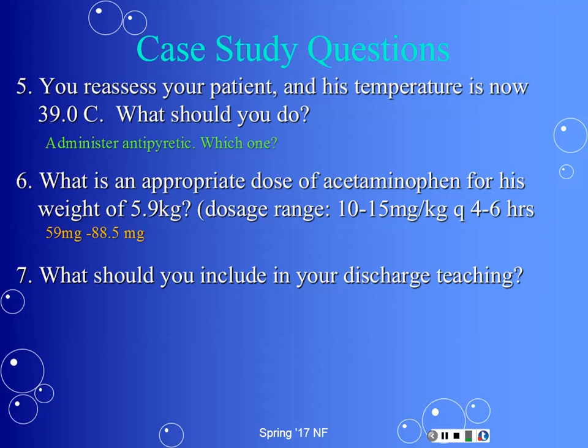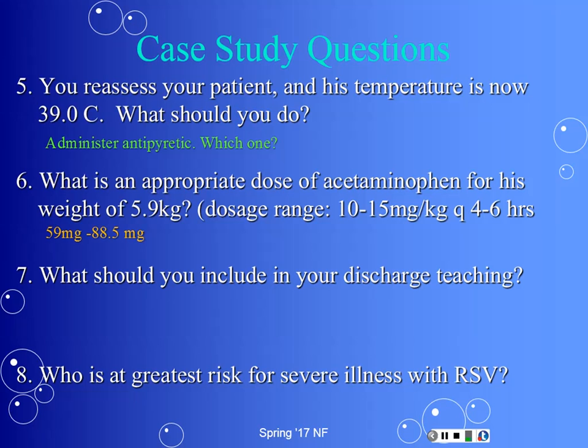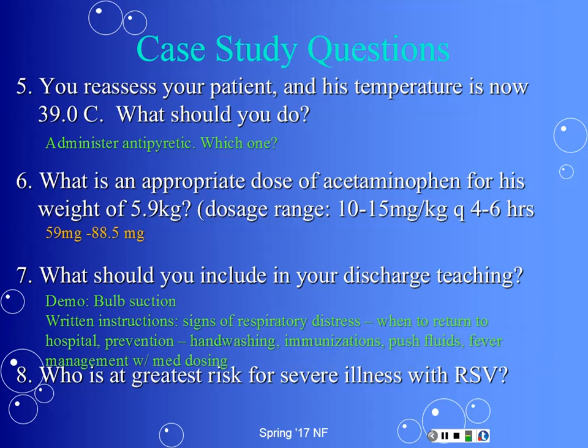How are we going to know that this mom knows how to use the bulb suction and how much Tylenol to give and all of these things? We're going to watch her. We're going to have her draw it up for us and show us. We're going to have a demo of the bulb suction, repeat demo. Okay, we're going to give her written instructions. If this is their new baby and they're 3 months old and mom's a first-time mom and they're hysterical, are they going to understand what we're talking to the whole time in the hospital? No, we need to reinforce it frequently and give them written instructions.